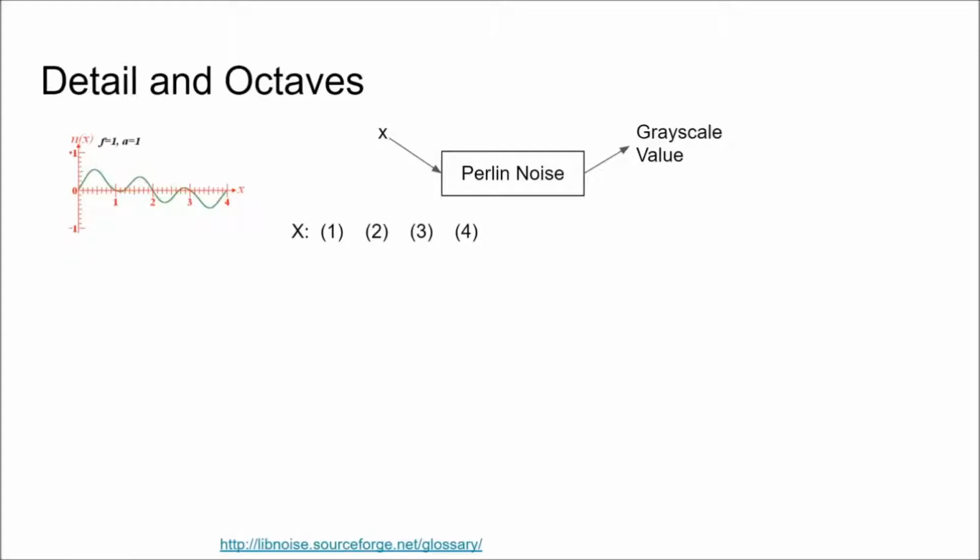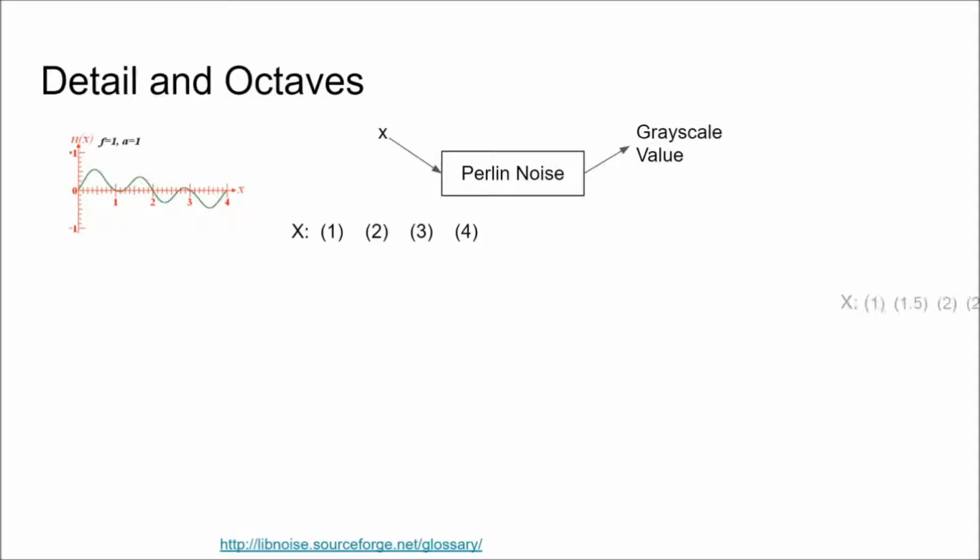So if we then think about putting in as X 4 numbers, so 1, 2, 3, 4, and we graph that, we can see that each number gives us a different output, right? And if we look at one number between 0 and 1, one number between 1 and 2, and one number between 2 and 3, and so on, we'll say that's a frequency of 1.